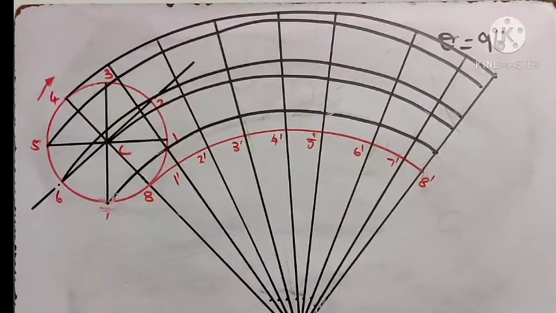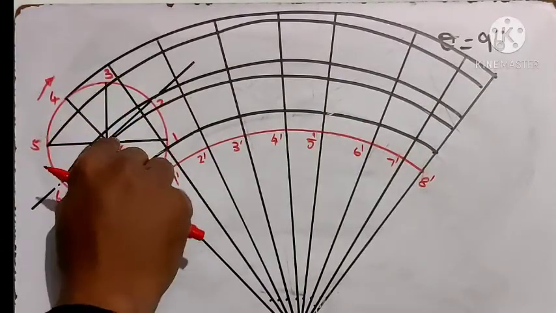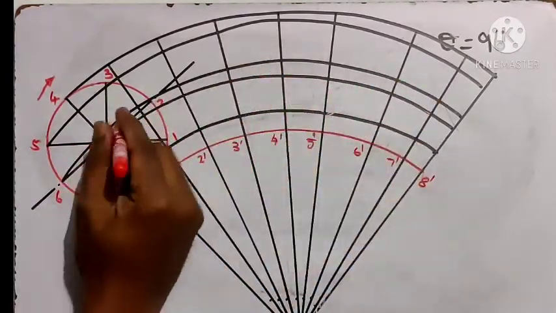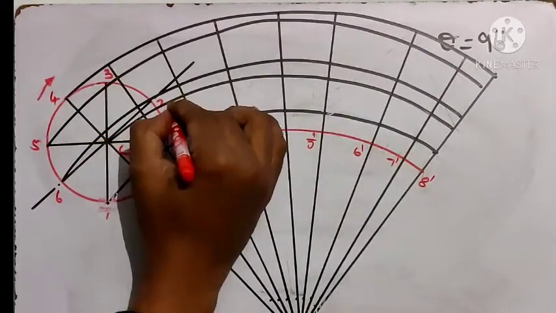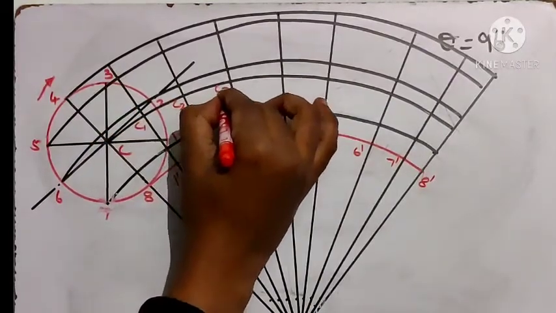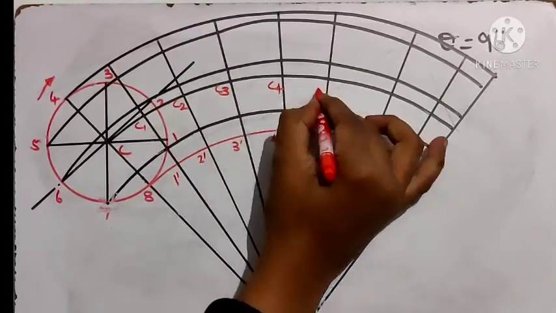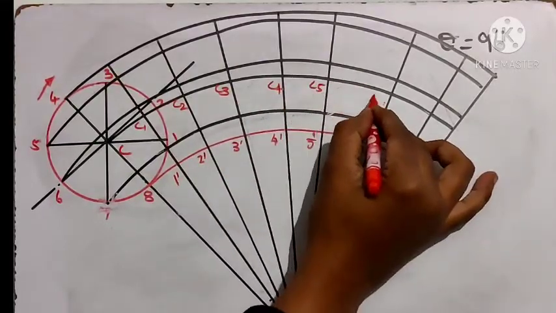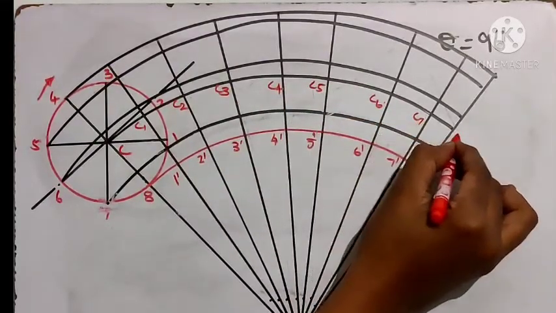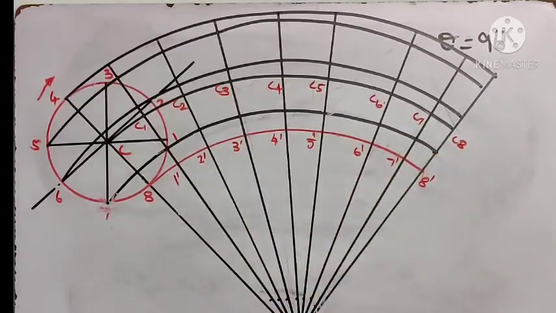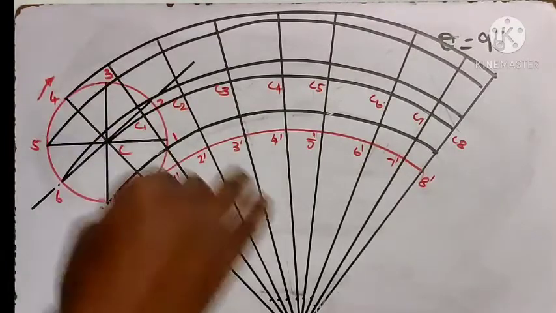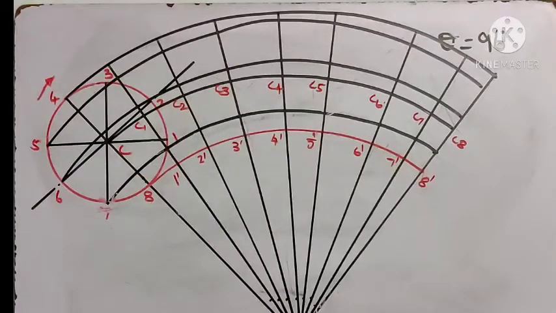Okay. So these lines will intersect on the line passing through the center as well. So there you need to mention as C1, C2, C3, C4, C5, C6, C7 and C8. Okay. So with this we completed the construction lines. The next step is important.